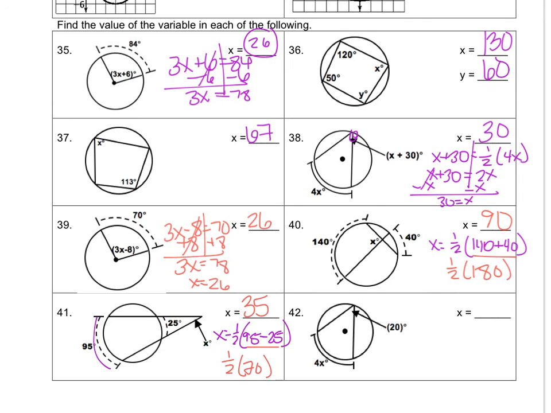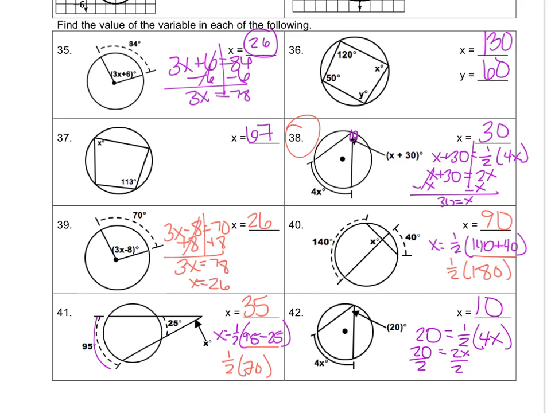Okay, 42 is similar to 38 up here. It's the same type of problem. So your angle is going to equal 1/2 of the arc. So our angle of 20 equals 1/2 of our arc. What is our arc? Our arc is 4x. So I have 20 equals 1/2 of 4x, which is 2x. And when I divide by 2 on both sides, I'm going to get x equals 10.